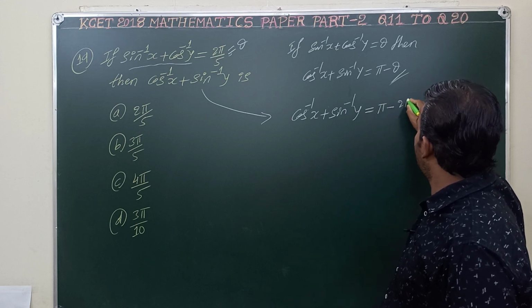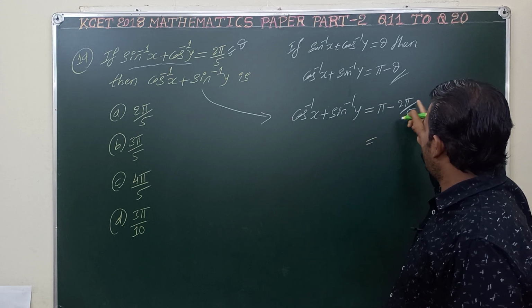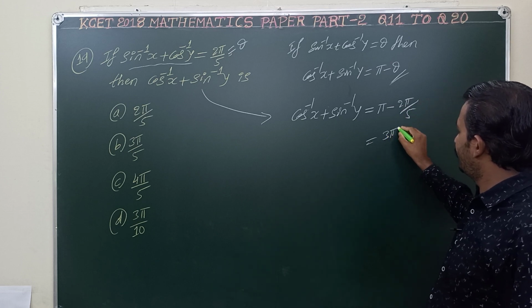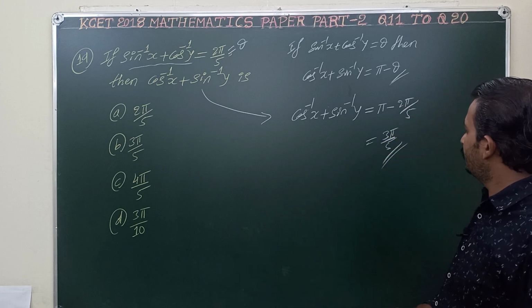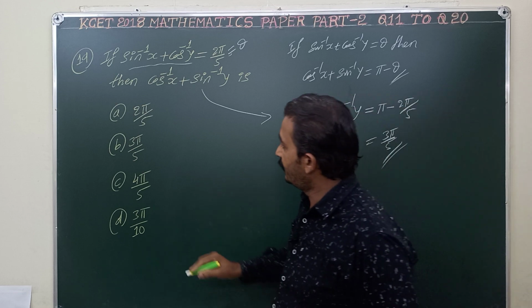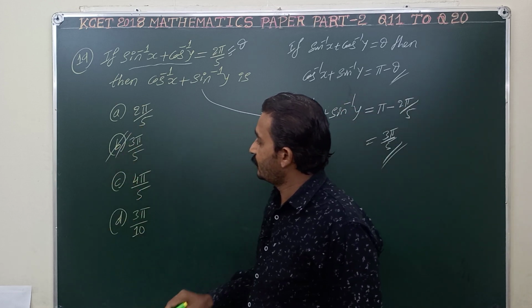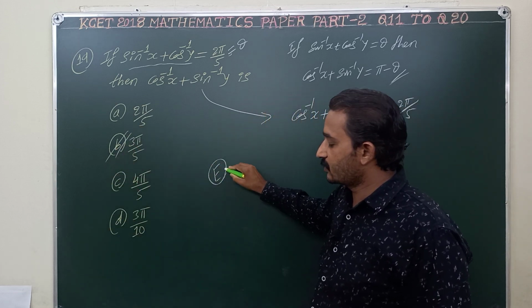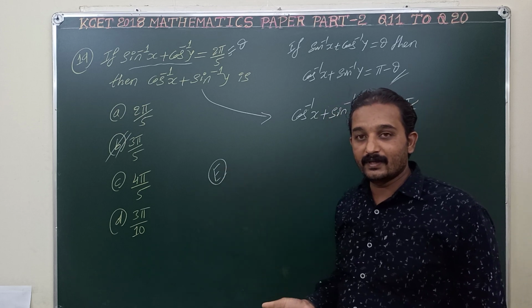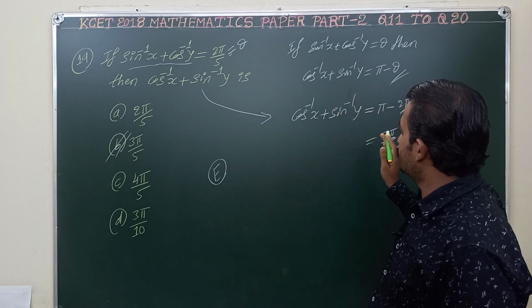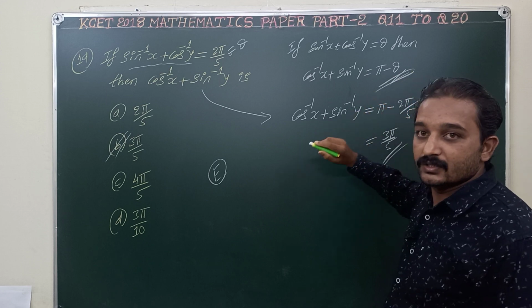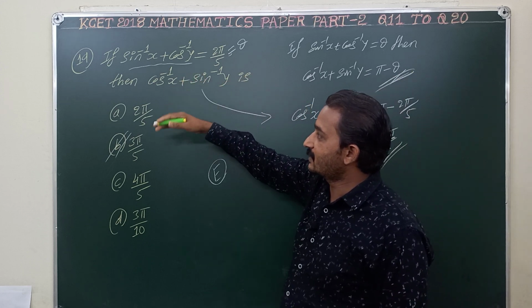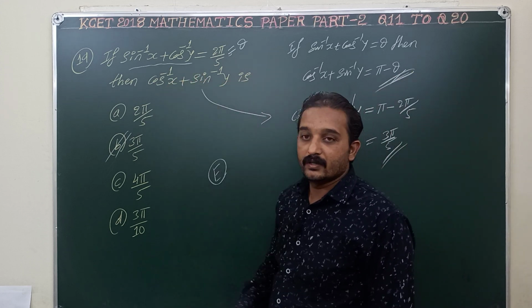Theta is equal to what? 2 pi by 5. Pi minus 2 pi by 5, 5 minus 2, 3. So 3 pi by 5 is the correct answer in this case, 3 pi divided by 5. Option B is the correct one. Easy question. All the students solve this question easily, but by the usual method. Here we can solve this question by a shortcut method. This type of question has been repeated in KCET many times.